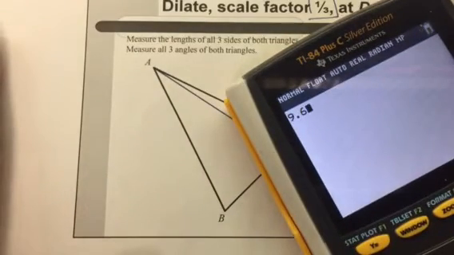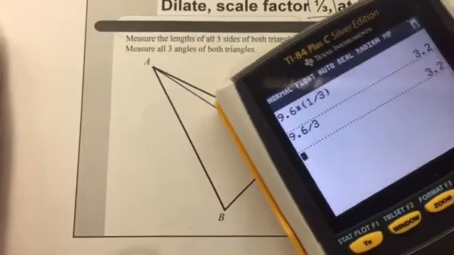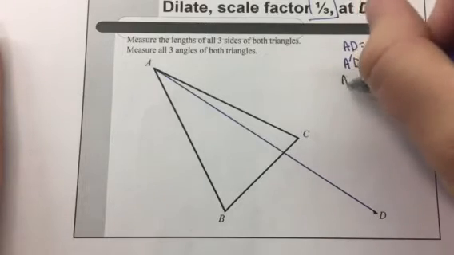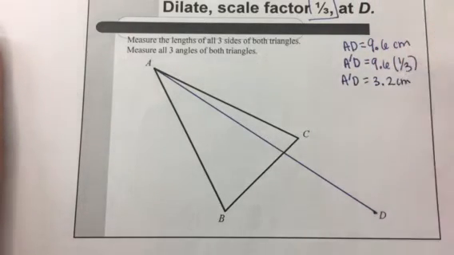I know my calculator is at an angle. 9.6 times 1/3, I'll show you both ways. You can do it like this if you don't want to stress about the fraction, and it is 3.2. But remember, that's the same as 9.6 divided by 3, which is also 3.2. So A prime D, is going to be 3.2 centimeters.